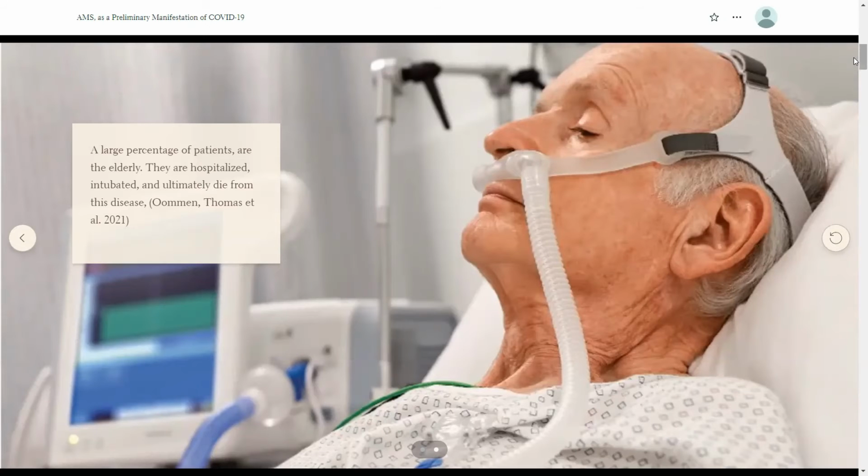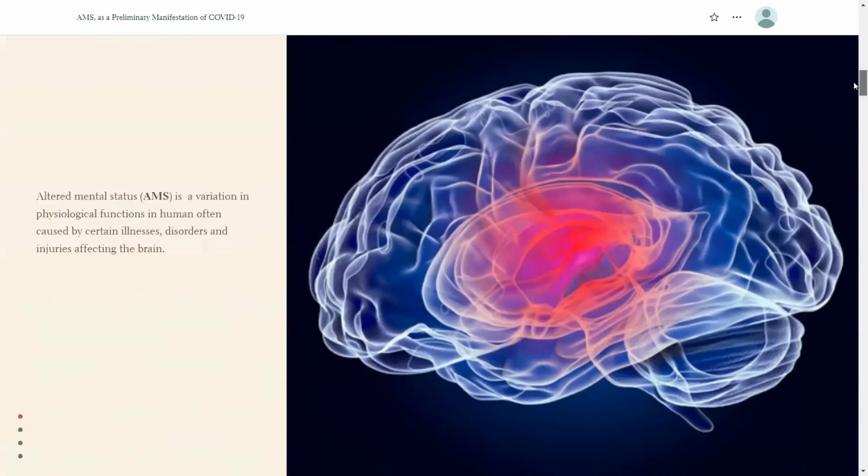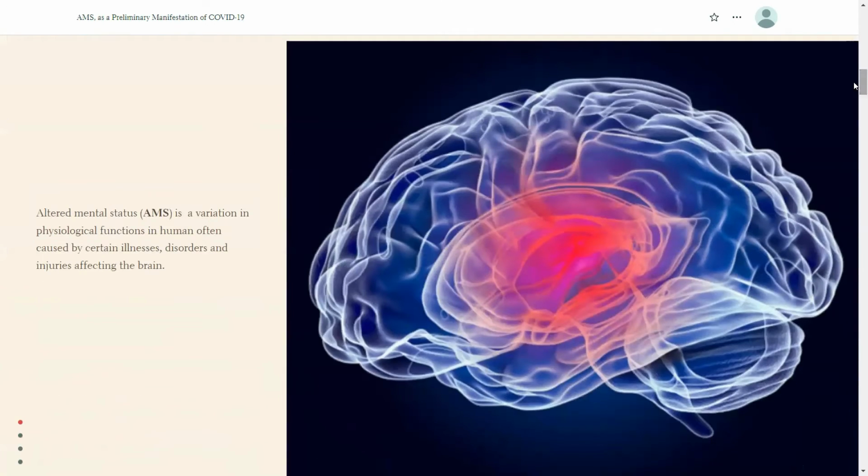To understand the impacts this COVID-19 has on our elderly, I would like us to look further and understand what AMS is, altered mental status. For some of us, it's a new word, but for most of us, it's an acronym that we have been using for a while now.